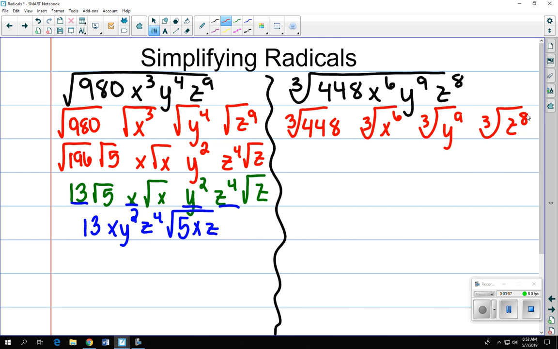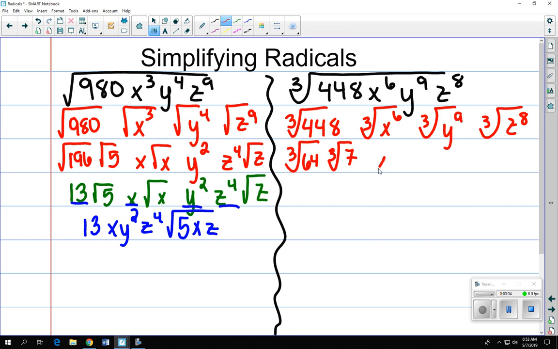So when I look at the cube root of 448, I begin looking for the largest perfect cube. The largest perfect cube that goes into 448 is 64. So I'm going to have the cube root of 64 times the cube root of 7. Now, as we said with the square roots, we divide those exponents by 2 based off the index. But at a cube root, my index is now a 3, so I'm going to divide those exponents by 3.